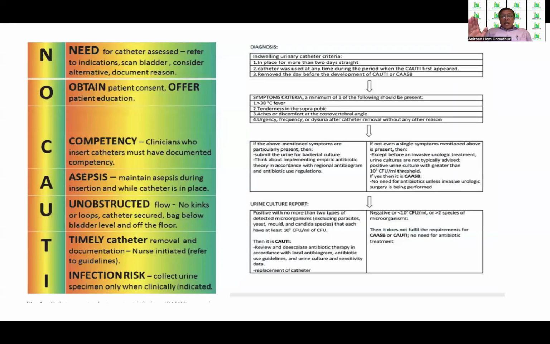To have no CAUTI, we can remember this mnemonic, NO CAUTI, where N stands for need for catheter assessed, O for obtained patient consent and offer patient education, C for competency, that is, clinicians who insert catheters must have demonstrated competency, A for asepsis, maintaining asepsis during insertion or while the catheter is in place, U for unobstructed flow, that is, no kinks or loops, catheter secured, bag below the bladder level, T for timely catheter removal and documentation, which can be nurse-initiated, and I for infection risk, collect urine specimens only when clinically indicated.